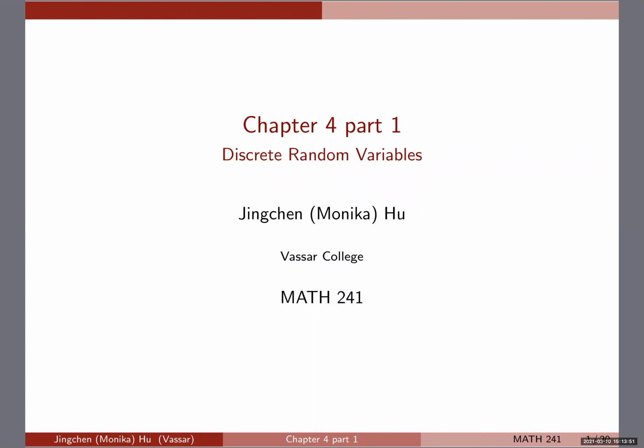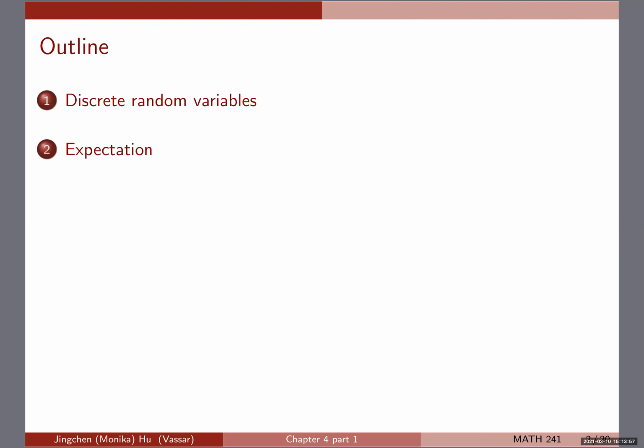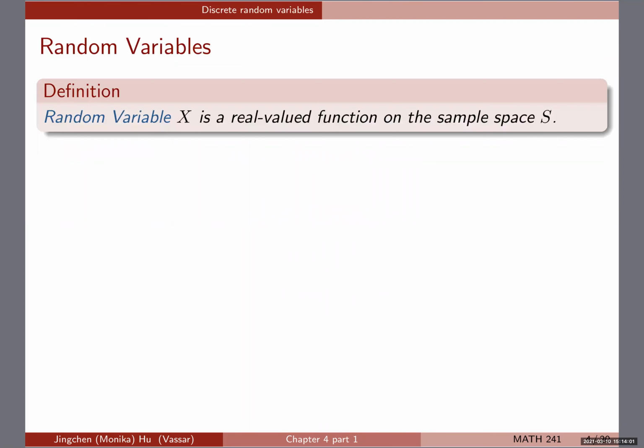Welcome to Chapter 4. We're going to have three parts of Chapter 4. The first part is going to be about discrete random variables, in particular, how to define discrete random variables and also expectation. Okay, so let's get started. We start with random variables with the definition.